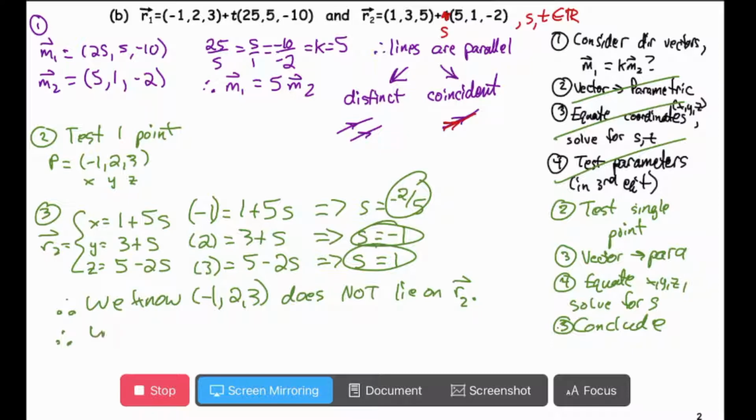Therefore, we know our lines are parallel, which we proved early on. And because the one line does not lie on the other, or the point on one line does not lie on the other, we know that the lines are parallel and distinct. All right, cool. Moving on.